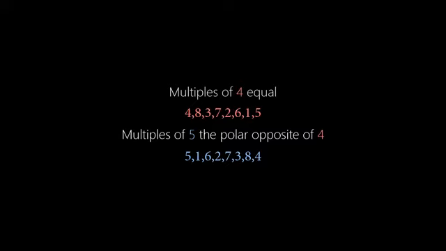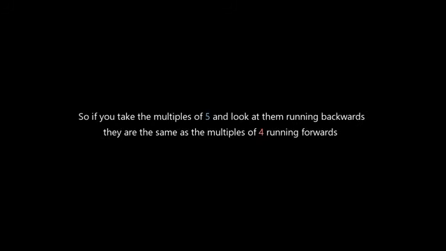And multiples of 5, the polar opposite of 4, are 5, 1, 6, 2, 7, 3, 8, 4. Each pair forms number sequences that are identical, but in opposing directions. So if you take the multiples of 5 and look at them running backwards, they are the same as the multiples of 4 running forward.